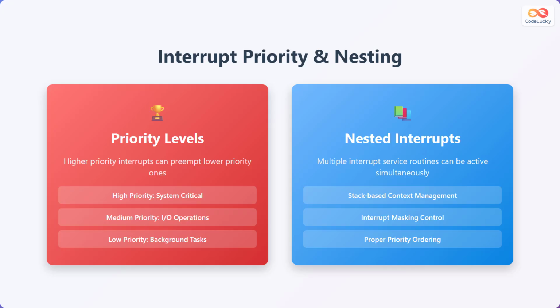Interrupts can be assigned priority levels, where higher priority interrupts can preempt lower priority ones. High priority interrupts are reserved for system-critical tasks, medium priority for input or output operations, and low priority for background tasks. Nested interrupts allow multiple interrupt service routines to be active simultaneously through stack-based context management, interrupt masking control, and proper priority ordering.